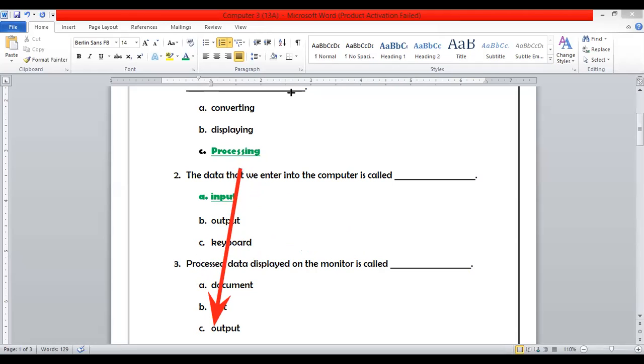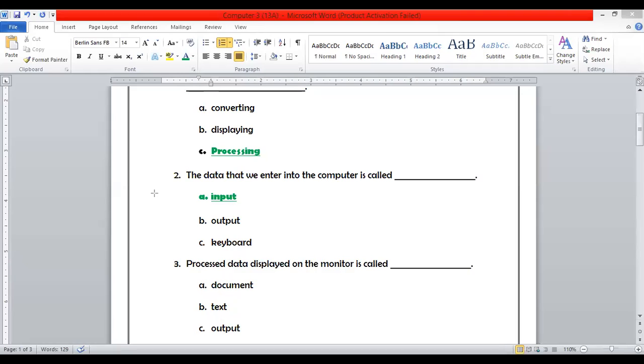Okay, Ahmad Shihab, yes please. Say the answer directly. The processed data displayed on the monitor is called output. Okay. So very well done. Four students gave the right answer: Ahmad Awad, Ahmad Jibrail, Hamza Suleiman, Ahmad Shihab.